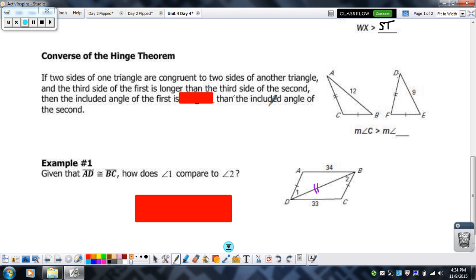The converse of the Hinge theorem works both ways. If two sides of one triangle are congruent to two sides of another triangle, and the third side of the first is longer than the third side of the second, then the included angle of the first is larger than the included angle of the second. We've got two pairs of congruent sides. My third side, 12, is larger than 9, so the angle across from it, angle C, is going to be larger than the angle across from 9, which is the measure of angle F.